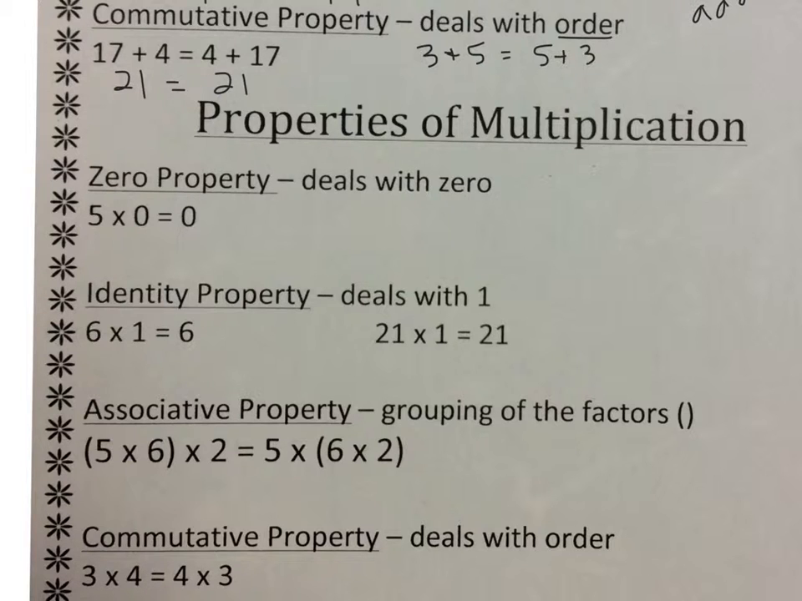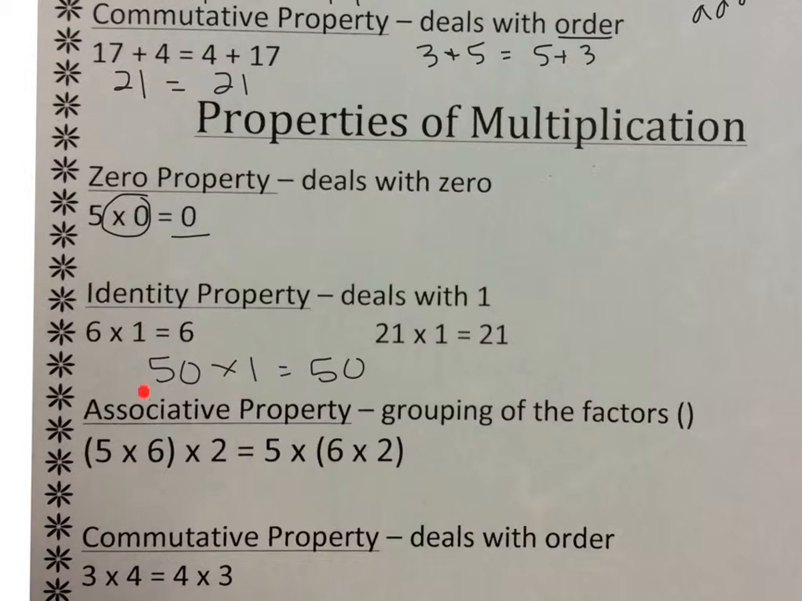The 0 property is like the identity. It deals with 0 though because, no, it's not like the identity. It is different. There is an identity property. I made a mistake. I'm sorry. The 0 property just simply says anything times 0 is 0. Here's the identity property, and that is going to deal with 1 for multiplication because anything times 1 is itself. You've known that for a while.